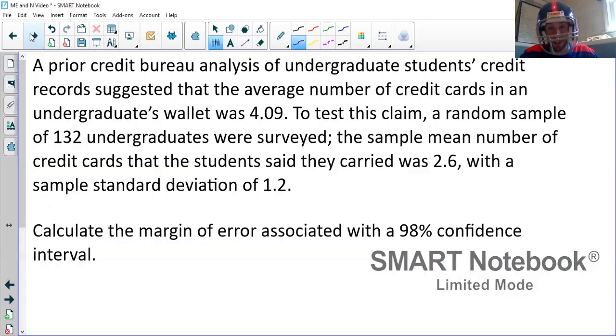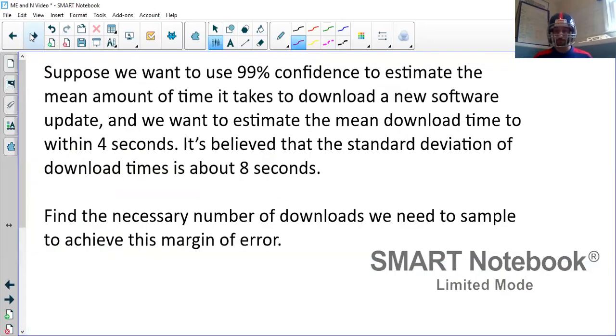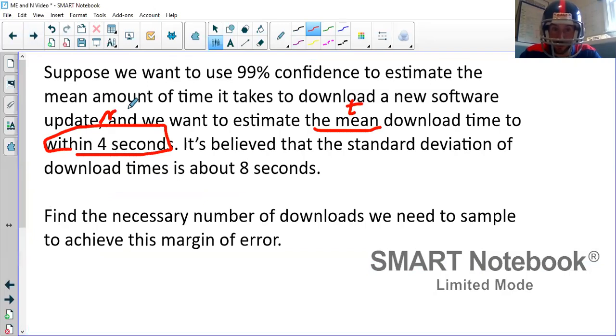So next one, that's the same problem. Let's say we want to use 99% confidence to estimate the mean amount of time it takes to download some new software update. We want to estimate the mean download time. So once you see this, you're thinking T stuff to within 4 seconds. So this 4 seconds here, that's our margin of error. The within is kind of a keyword that gives that away to me.